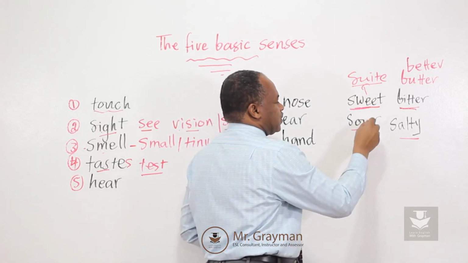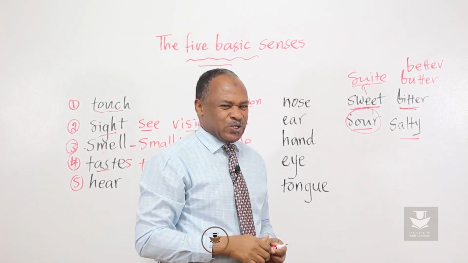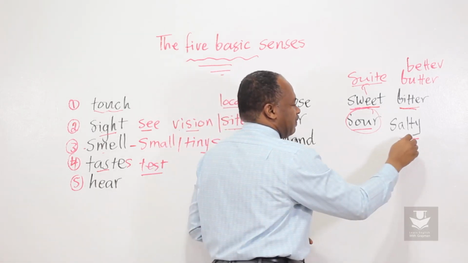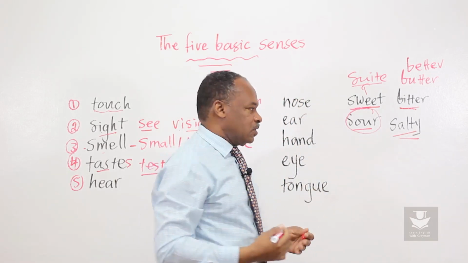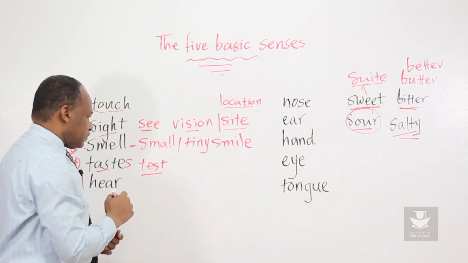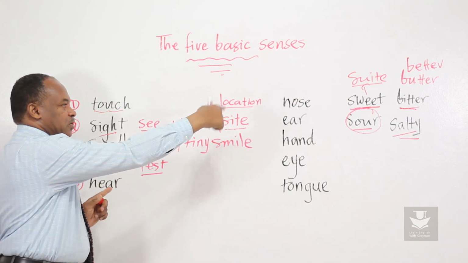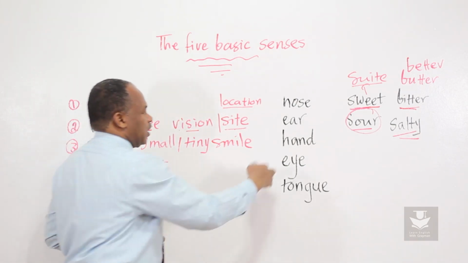And then we have sour. Sour. And then we have salty. You know what salty is? From salt. So the taste is salty. So the tongue, the taste could be either of these. So what organ do we use? These are the organs.